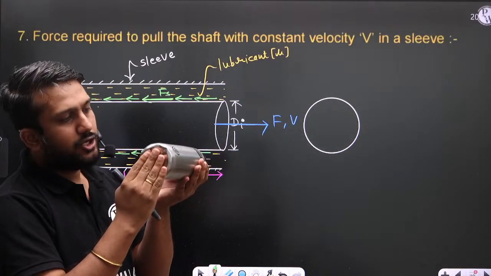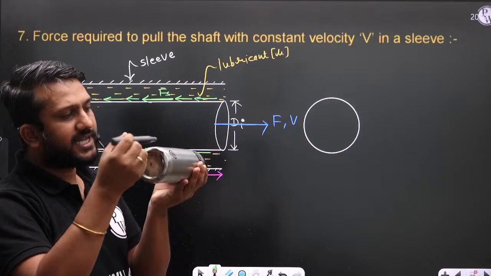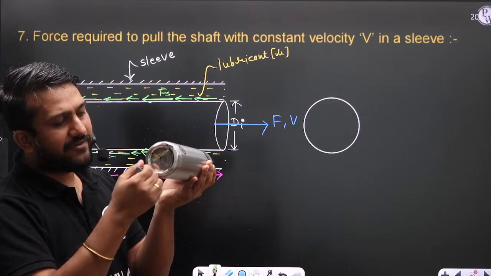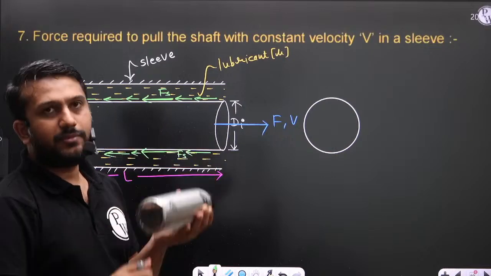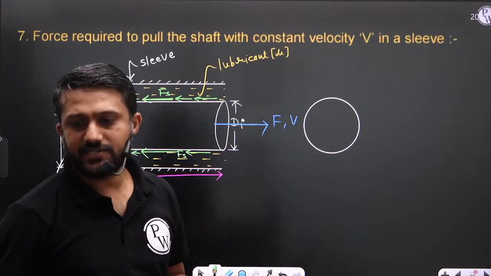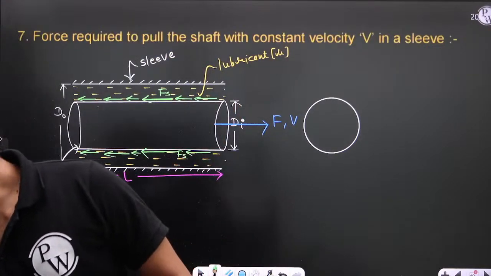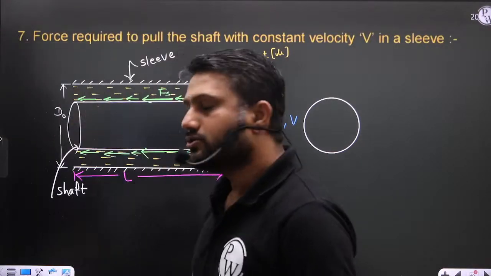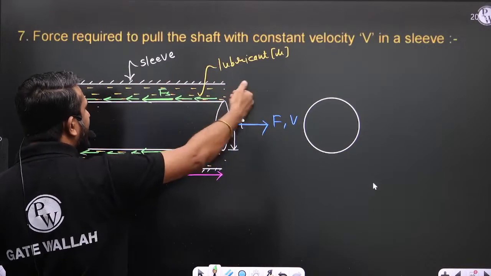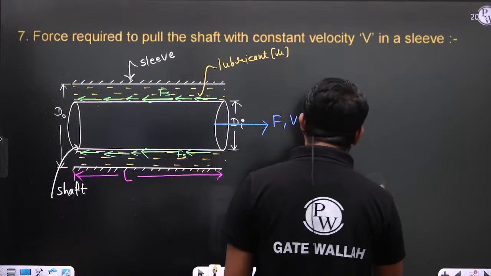Is it clear? So how is the shear force acting? Shear force is acting along the length, in a circumference, because the complete shaft is in contact with the fluid. So shear force is acting in a circumference along the length. I hope you can understand this.